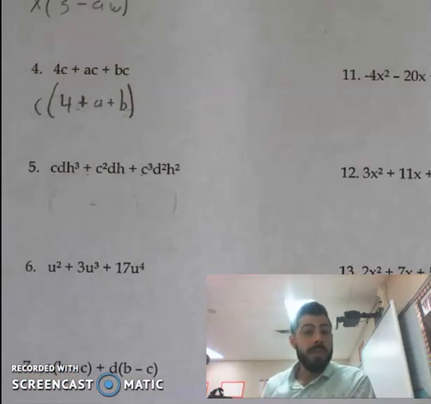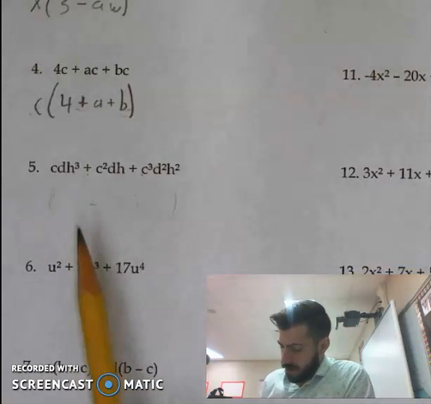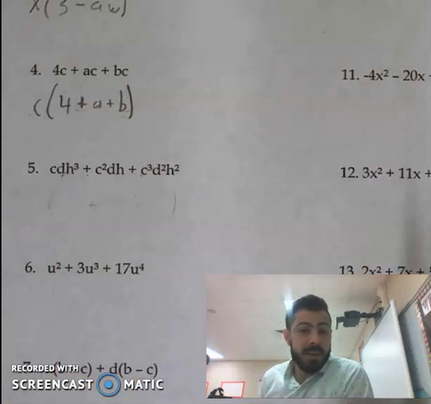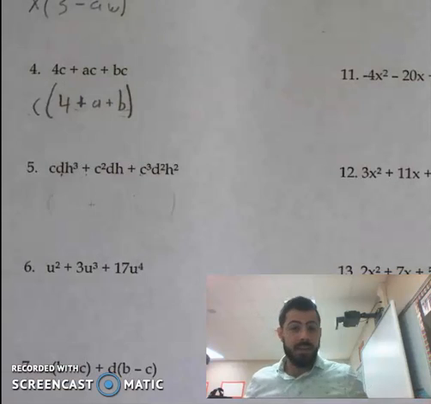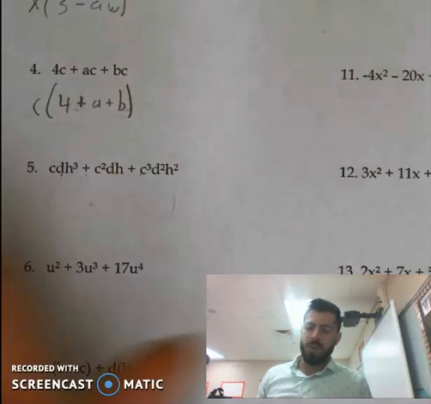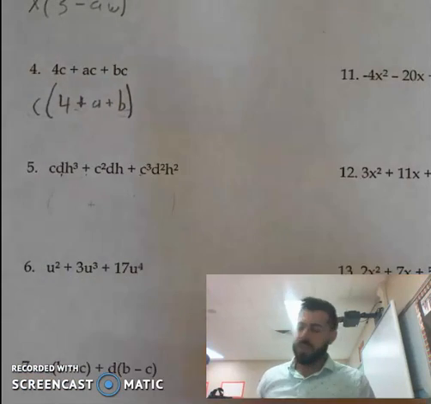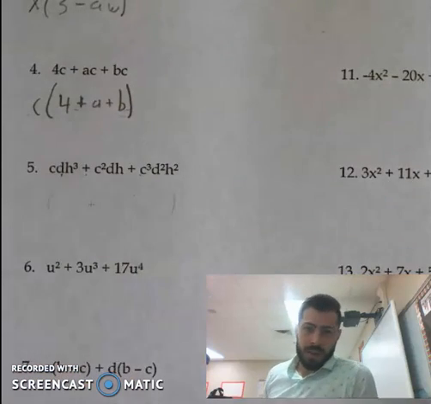Done. For number 5, I'm going to do something a little bit different. This one has variables with exponents in them, so I'm just going to expand it, write it in its expanded form, and then compress it back. Hopefully you'll see why. If you don't like this method, you don't have to do it. It's not going to bother me.